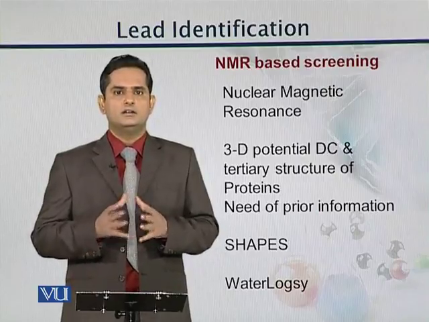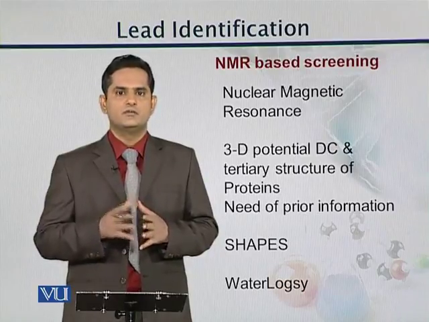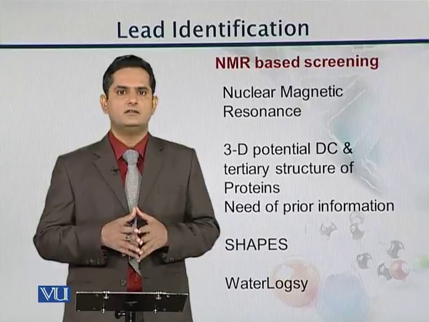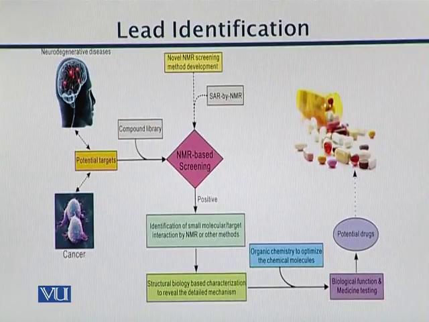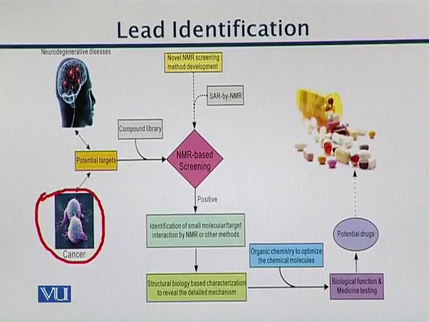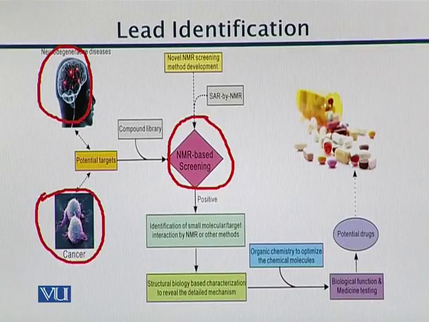A good algorithm in this field is called SHAPES, and then we have the WaterLOGSY algorithm, which is used for NMR based screening tests. An example is given here of what the NMR based approach is and what it is doing in this specific case. So this one is our disease. Suppose we say that this is a cancer disease, and similarly we have some brain related diseases which are written here. So these are our potential targets, these are our diseases. Then we can have this compound library, which is based on this NMR based approach. Now this approach can be used at two levels.